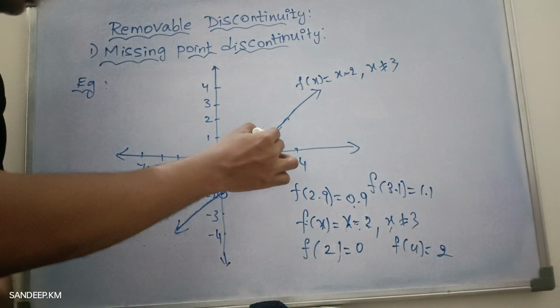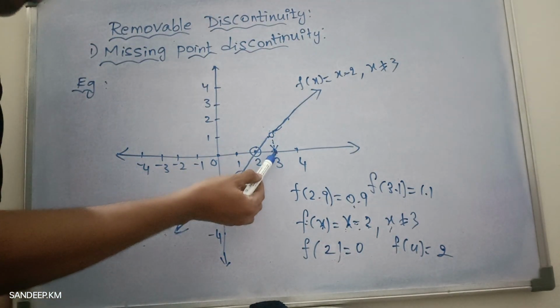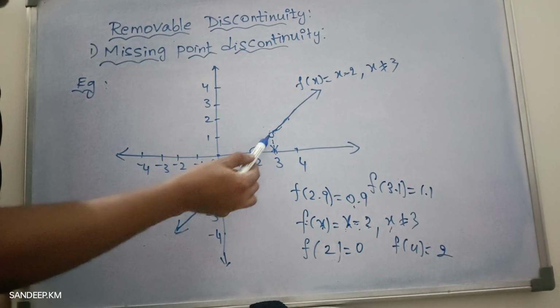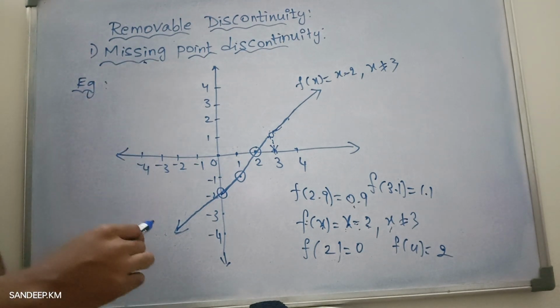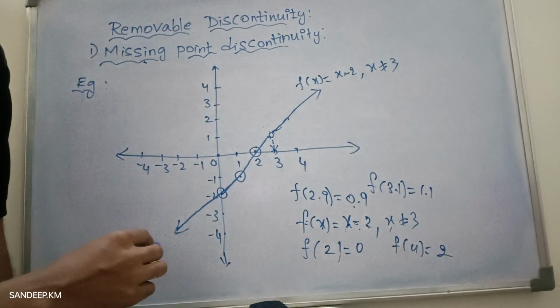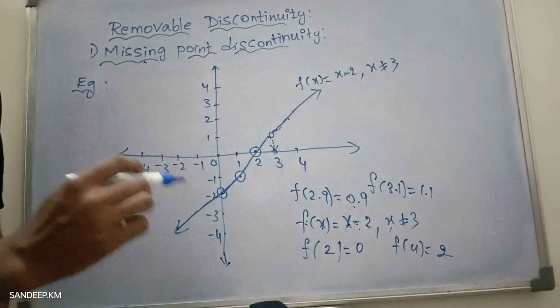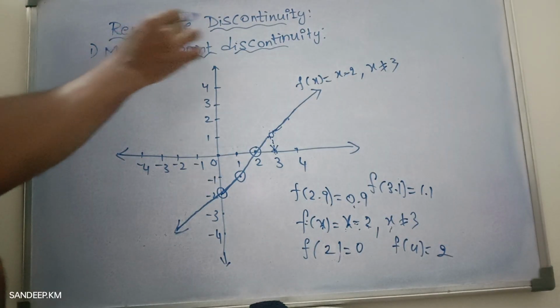So there is a discontinuity at what input? At input 3. And when input is 3, the value of the function is missing. The value of the function is missing. That is the reason why it is called what point? Missing point discontinuity. So when input is 3, there is no value of the function. Okay na? And remember one thing. The name is removable discontinuity.